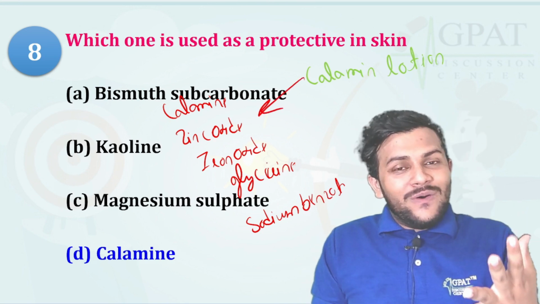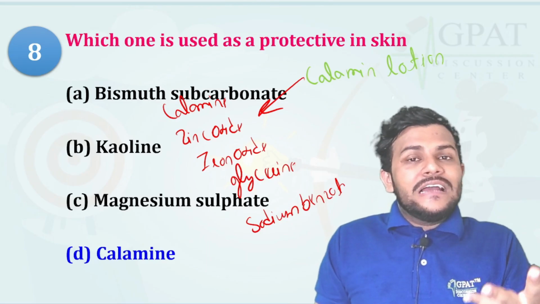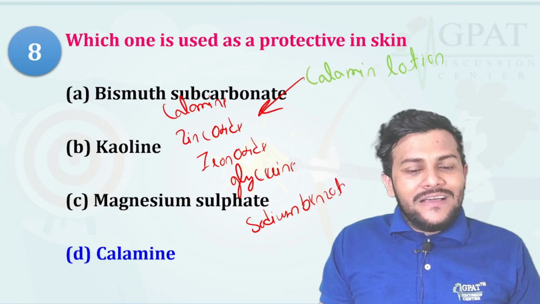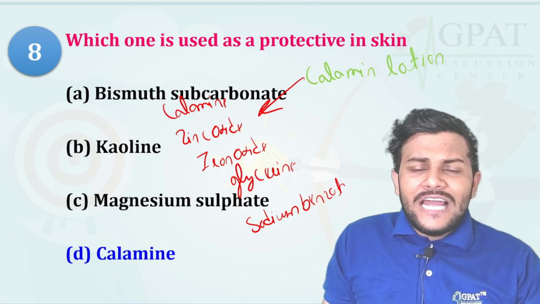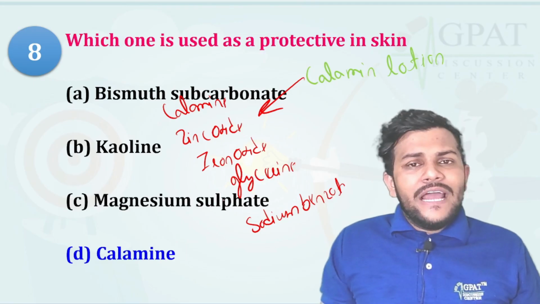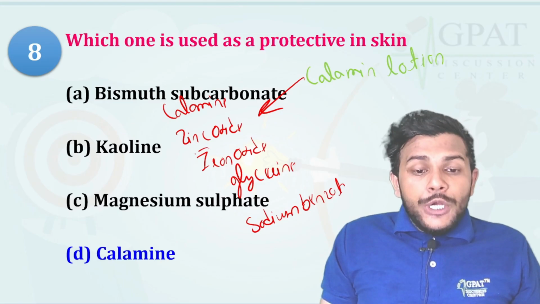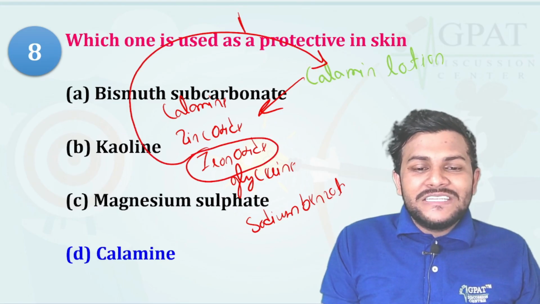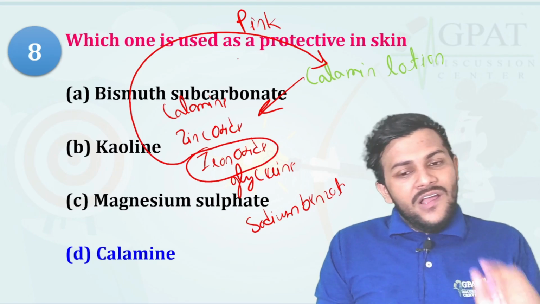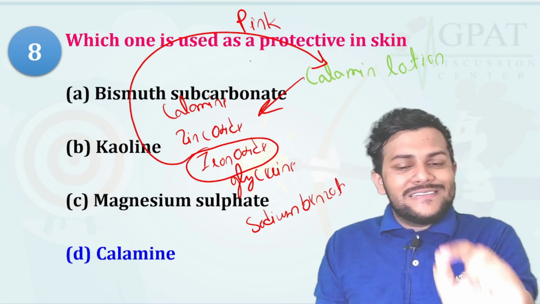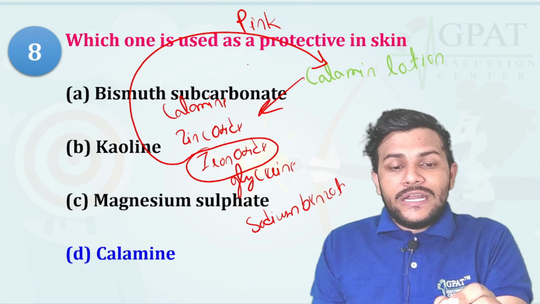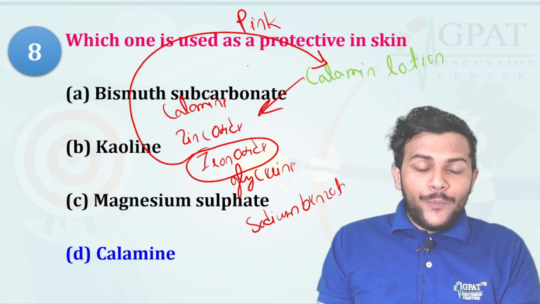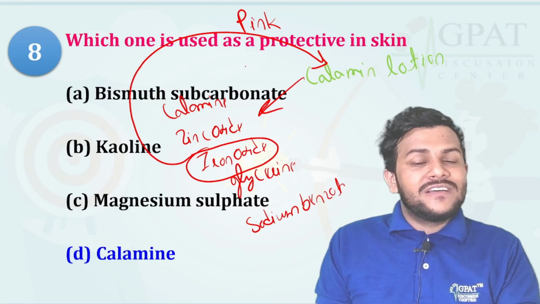I hope you know calamine lotion has a light pink color. Sir, why does the calamine lotion have a light pink color? Calamine itself doesn't have the light pink color. Due to the iron oxide, calamine lotion has the pink color. The question is simply asking which one of the following is used as a protective in skin, and of the four options, the one correct option is calamine.